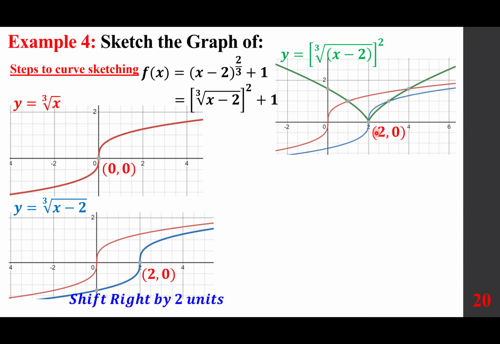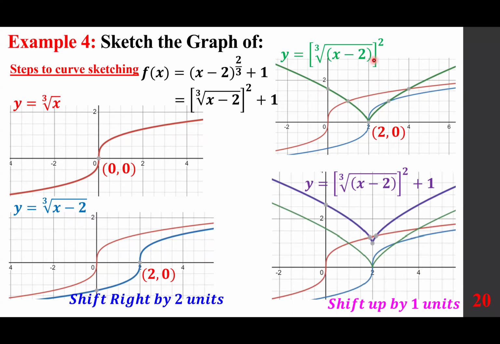The final step would be plus 1, which means we shift this graph up by 1 unit. So this goes up by 1 unit. Therefore, this (2, 0) has a new location (2, 1). That's the graph. You're done. Of course, you should always discuss the intercepts: set x to 0 and find y, set y to 0 and find x, and we will do that later on. But this is a transformation. You have the graph.